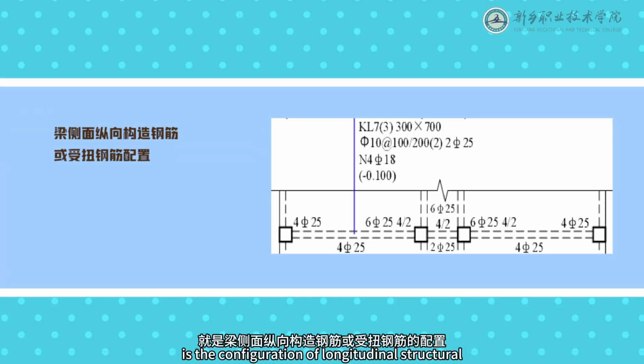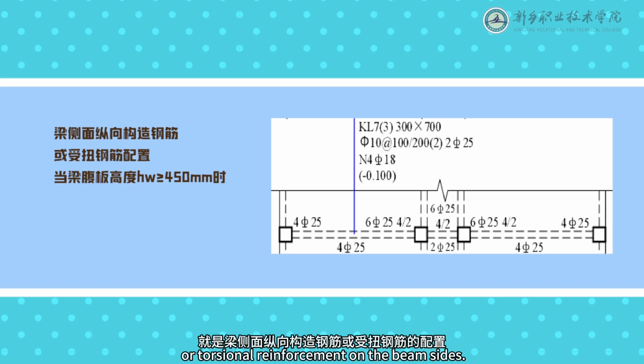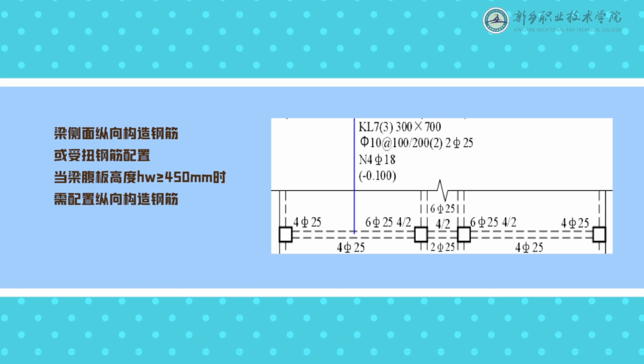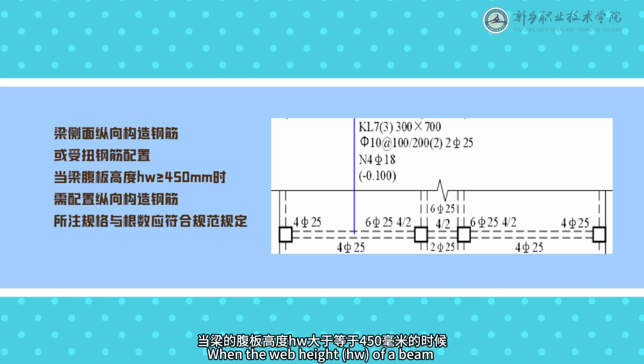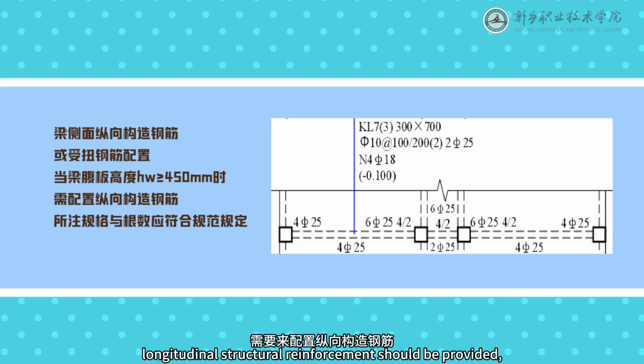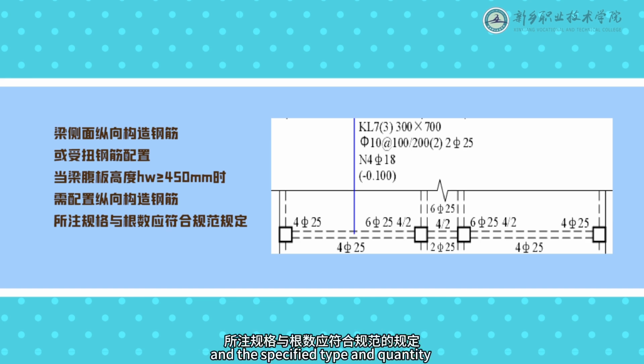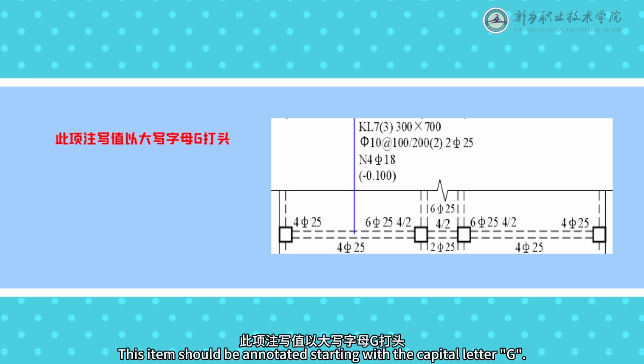The fifth mandatory item is the configuration of longitudinal structural or torsional reinforcement on the beam sides. When the web height HW of a beam is greater than or equal to 450 mm, longitudinal structural reinforcement should be provided, and the specified type and quantity shall comply with relevant design codes. This item should be annotated starting with the capital letter G.